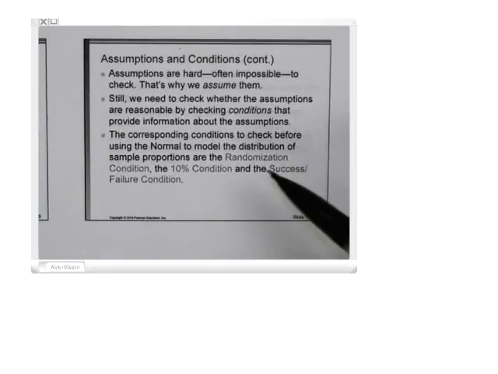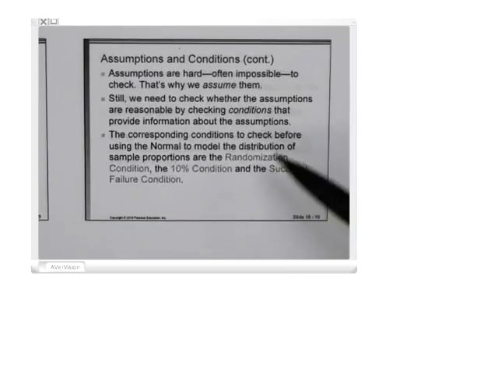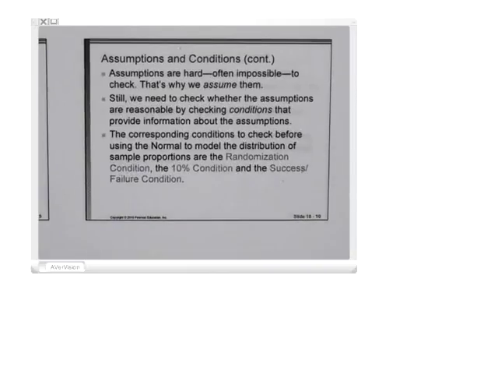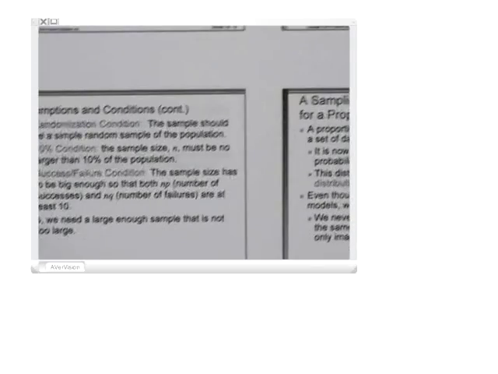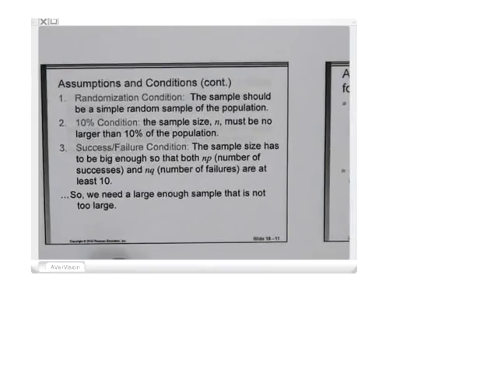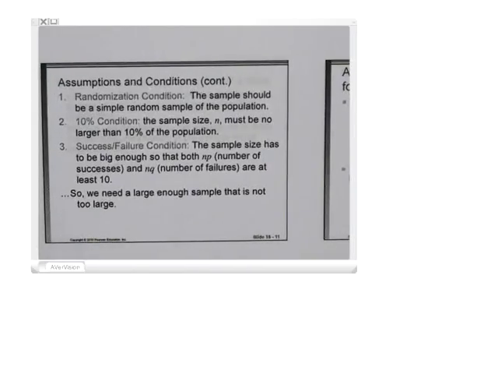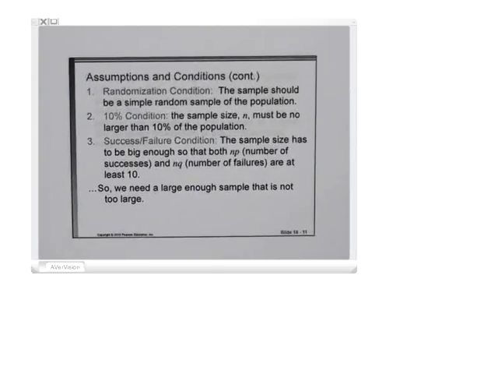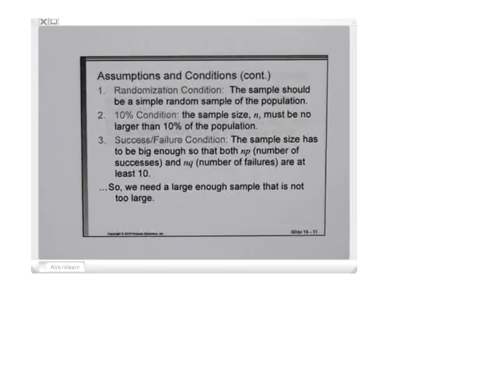The conditions are randomization, 10%, success and failure. None of these should be new to you. We've already discussed all of them. They're categorized in the next slide. Randomization, 10%, success and failure. The sample that you're looking at should be a random sample. It should be some sort of simple random sample of the population. If they're not random, then they're related, then that P, that population proportion, may not hold true for this sample. It's not a good representation of the population.